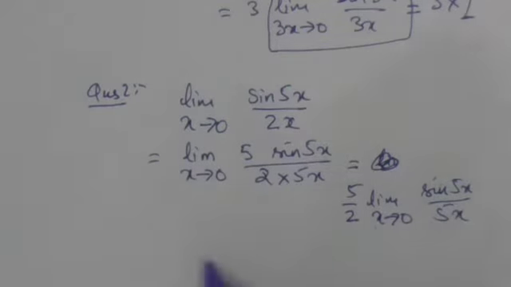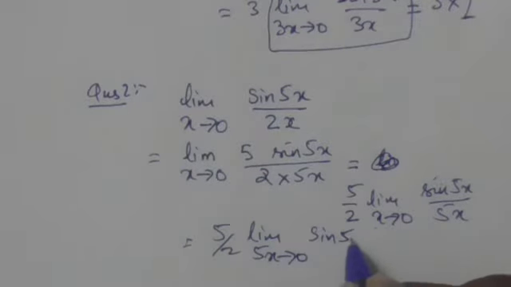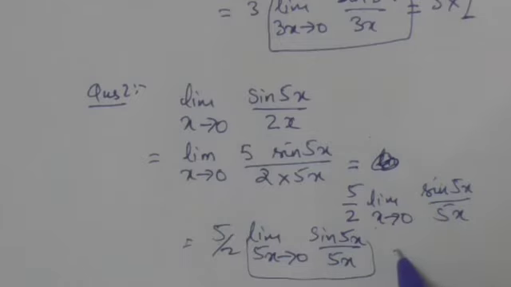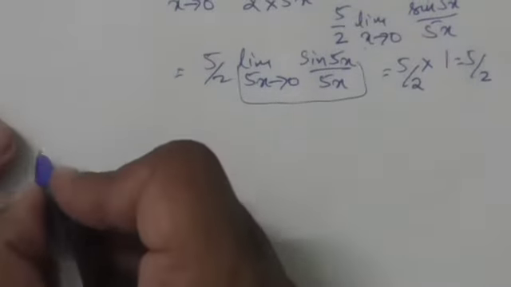So as x tends to 0, therefore 5x will also tend to 0. So sin 5x upon 5x will be equal to 1. Right, this expression will be equal to 1. So we will have 5 by 2 into 1. It is equal to 5 by 2. Now let us solve another question.